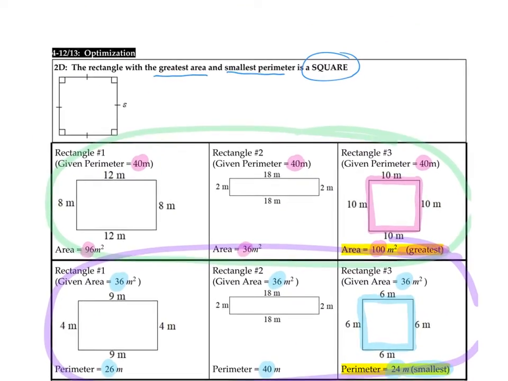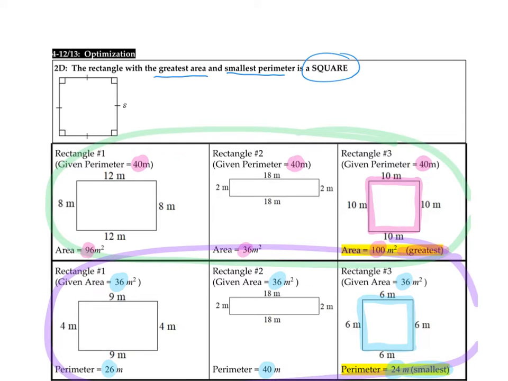Now, you also need to know the formulas for the area and perimeter of a square. So for the area of a square, it's usually equal to length times width for a rectangle, but since all the sides are the same length, we just say that would be the side length times the side length, or you can write that as the side length squared.